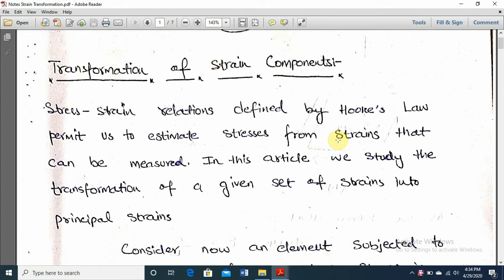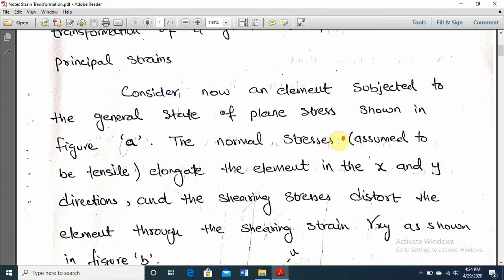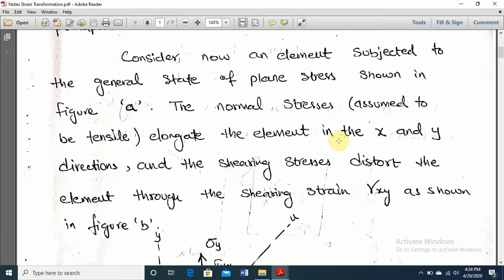For transformation of strain components, stress-strain relation. We already know that stress-strain relation defined by Hooke's law permits us to estimate the stresses from strain that can be measured. In this article, we study the transformation of a given set of strains into principal strains. For example, consider now an element which is being subjected to the general state of plane stresses shown in figure.